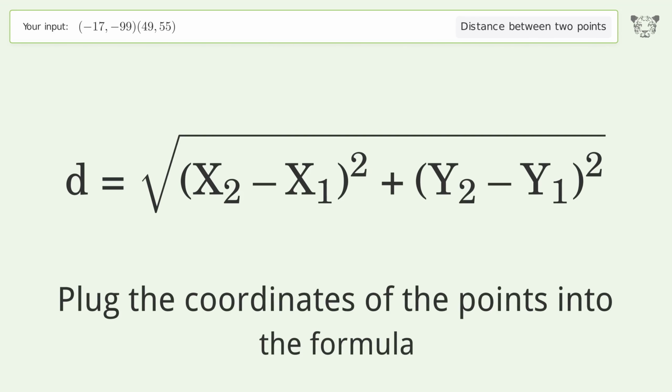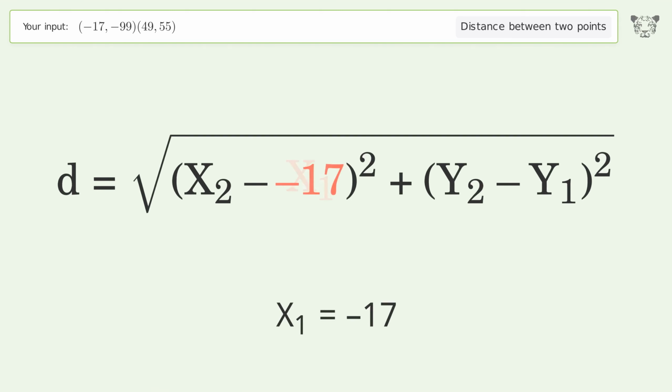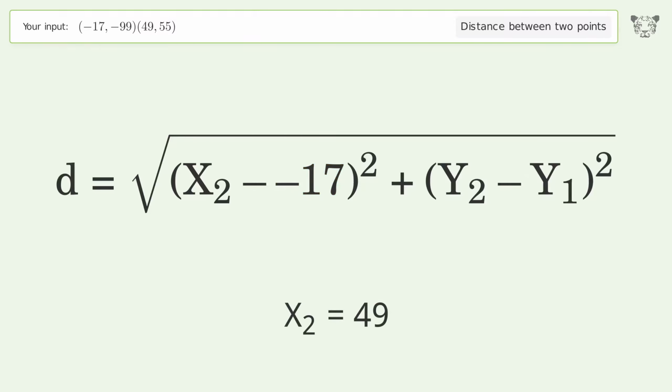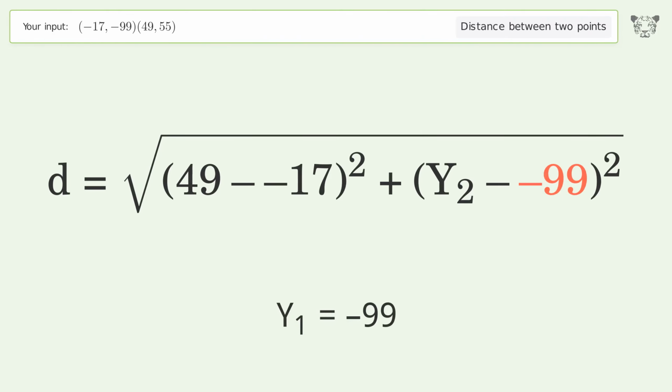Plug the coordinates of the points into the formula. x1 equals -17. x2 equals 49. y1 equals -99. y2 equals 55.